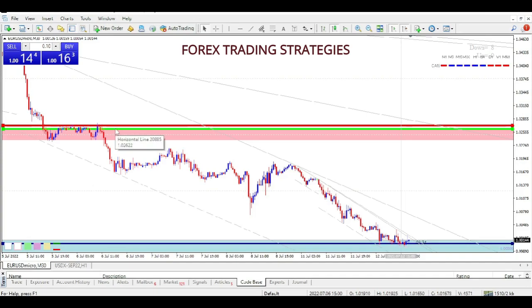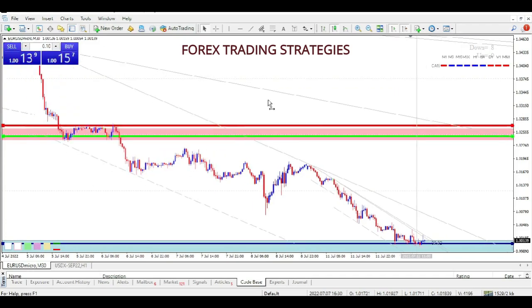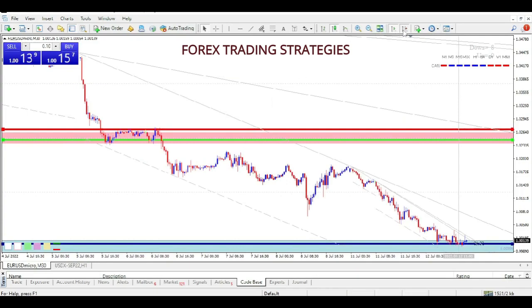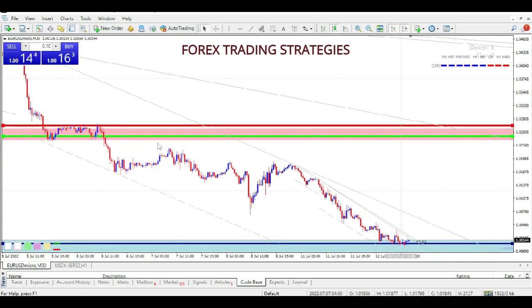So the first mistake that you want to avoid when you are setting your stop losses is setting them too tight, because this happens sometimes. The wicks are even larger and you can easily get taken out. So you need to always give your trades room to breathe with regards to stop losses.